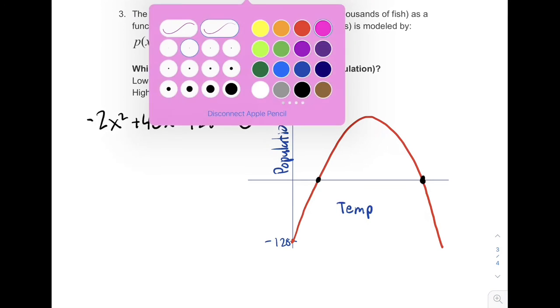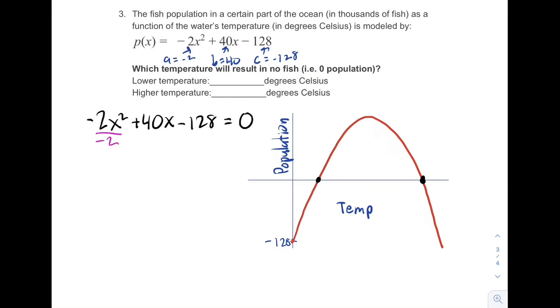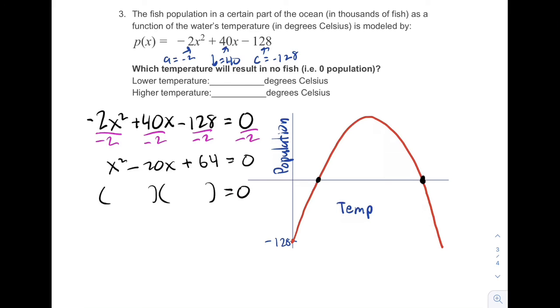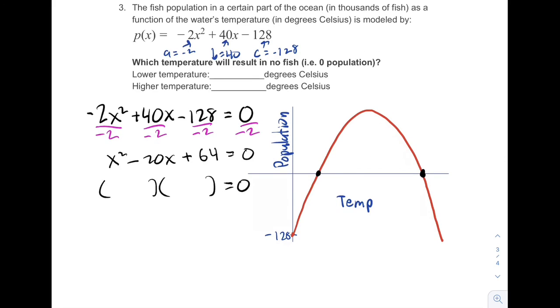In order to solve that, remember we need to factor. So we factored, we divided by -2, a common factor, first. Rewrite what we got: x squared minus 20x plus 64 equals 0. Then we can factor that into our factored form so that we can solve it.